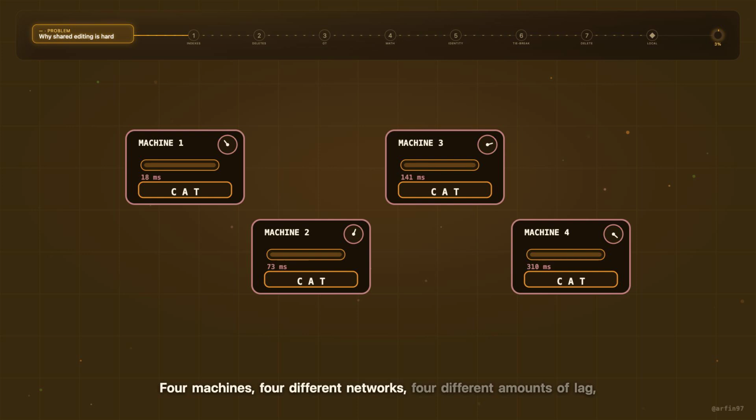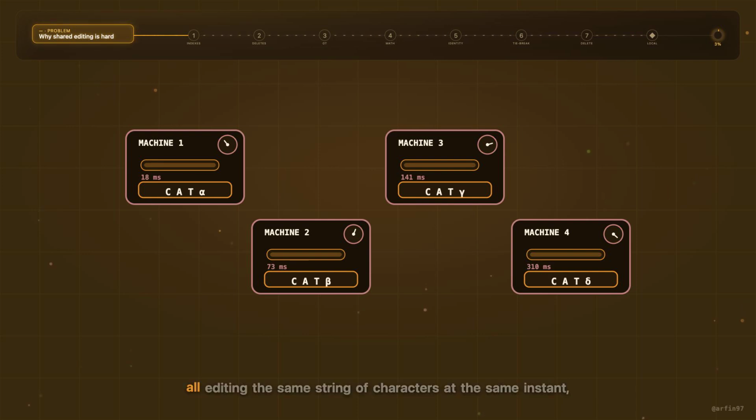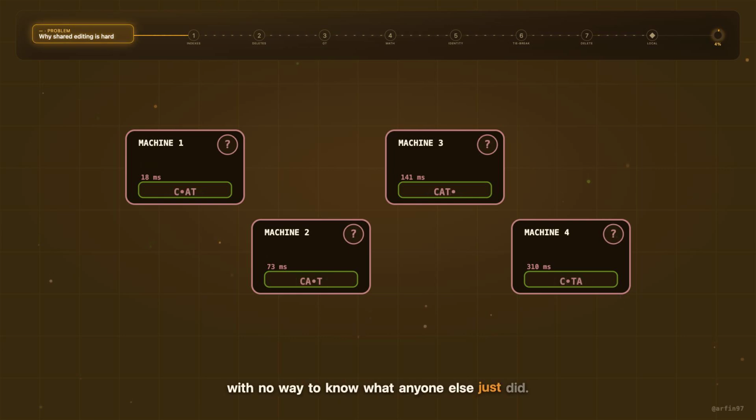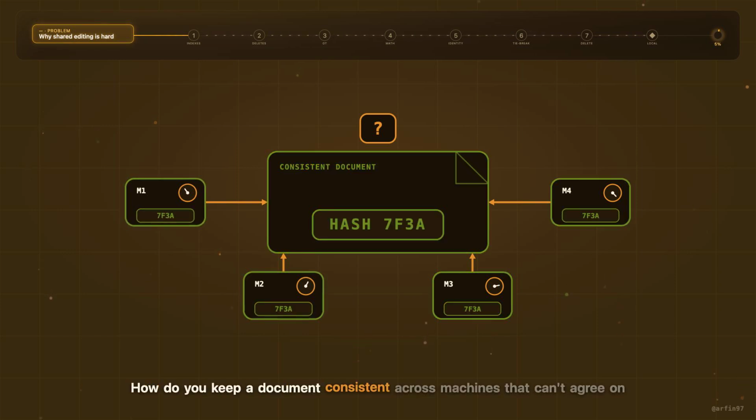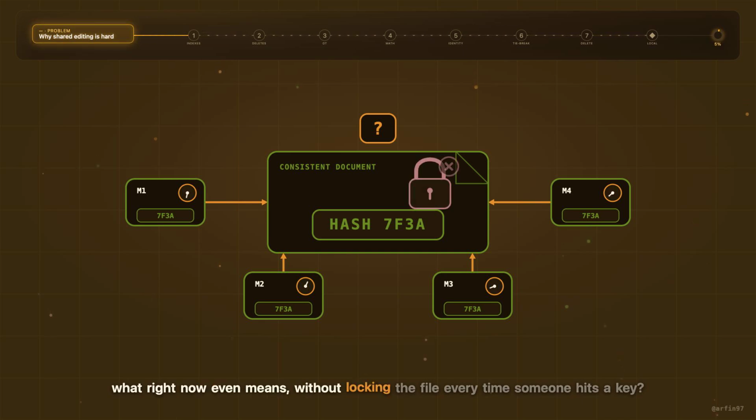4 machines, 4 different networks, 4 different amounts of lag, all editing the same string of characters at the same instant, with no way to know what anyone else just did. So here's the real question. How do you keep a document consistent across machines that can't agree on what right now even means, without locking the file every time someone hits a key?